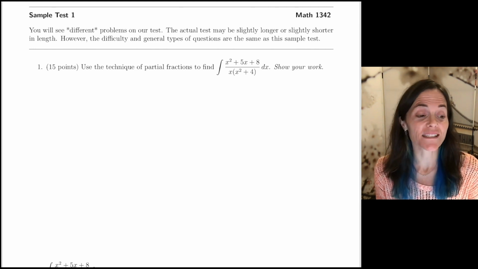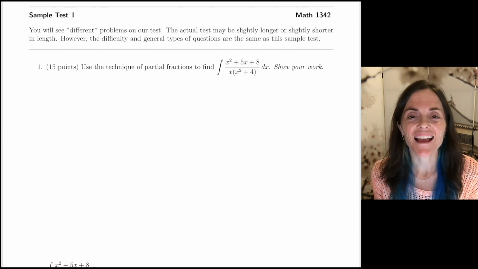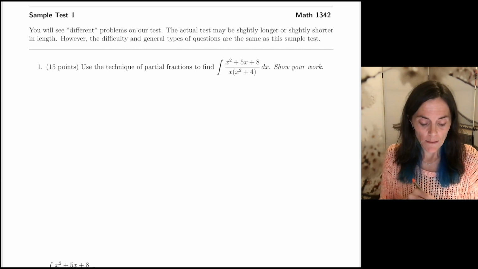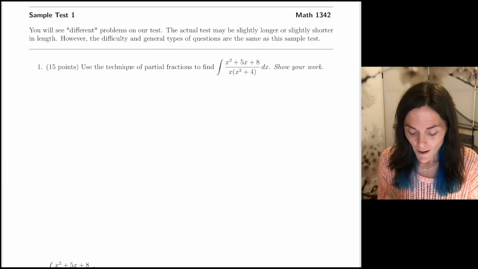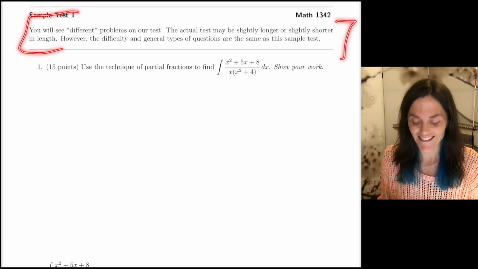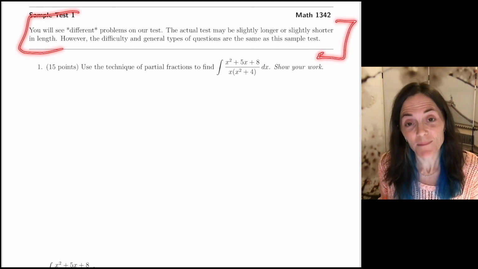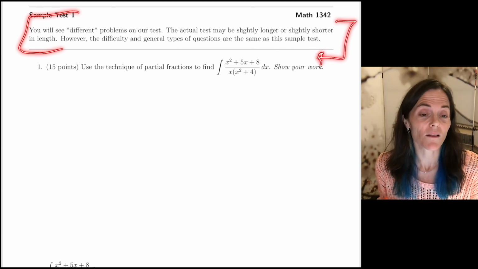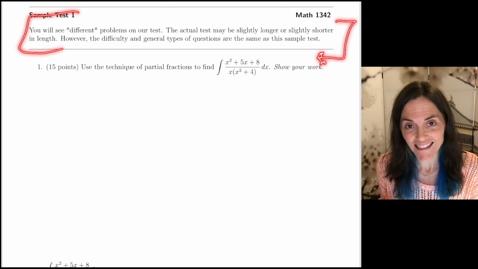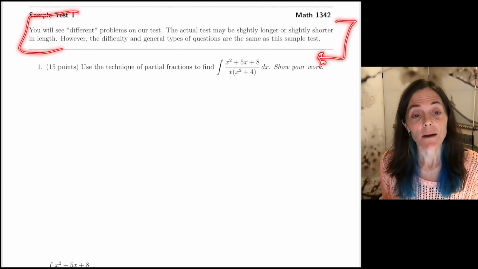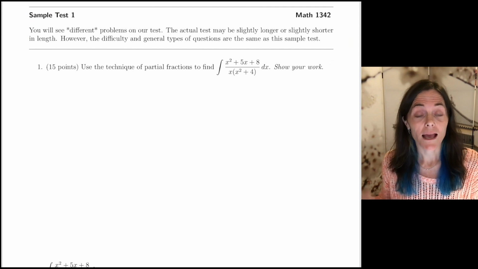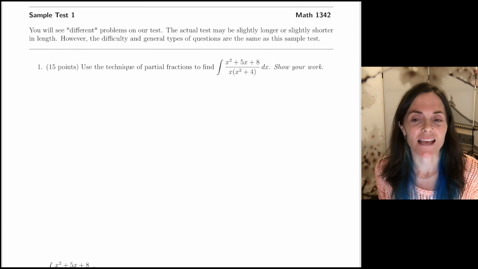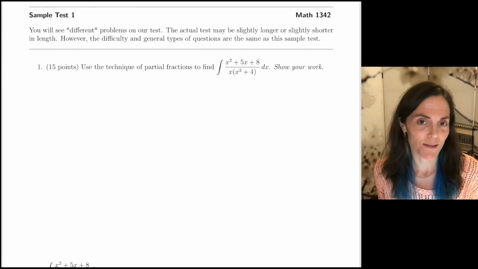This was an old first test of mine in a previous semester, and so we will go over this in preparation for our exam. Sort of understand my caution, right? Our test will have different problems, of course, and it might be slightly longer or slightly shorter. I haven't written it yet. It just depends on how I write the test. But the general difficulty and general types of questions are the same. And so this sample test is a very nice practice for us.